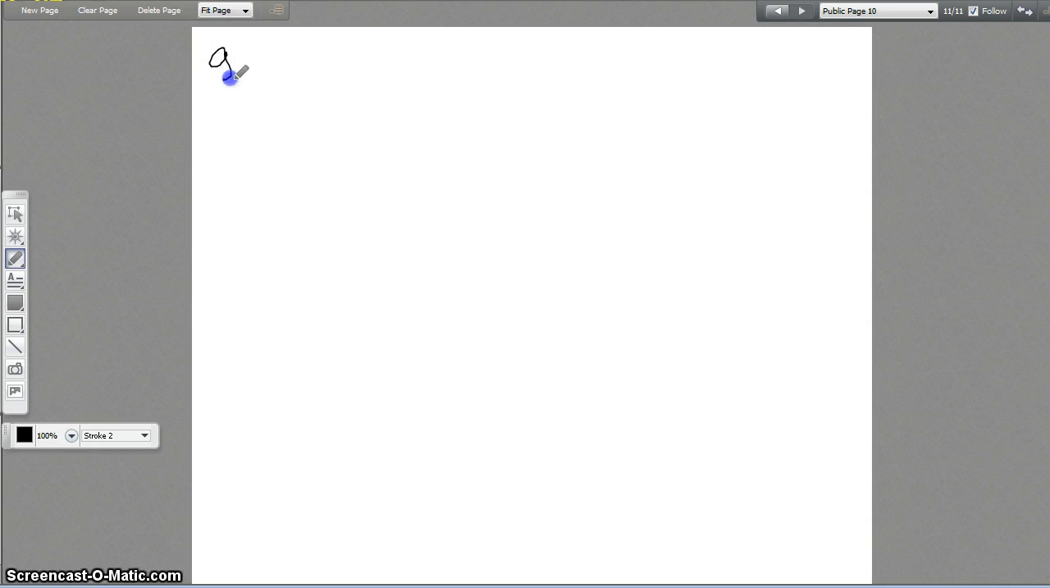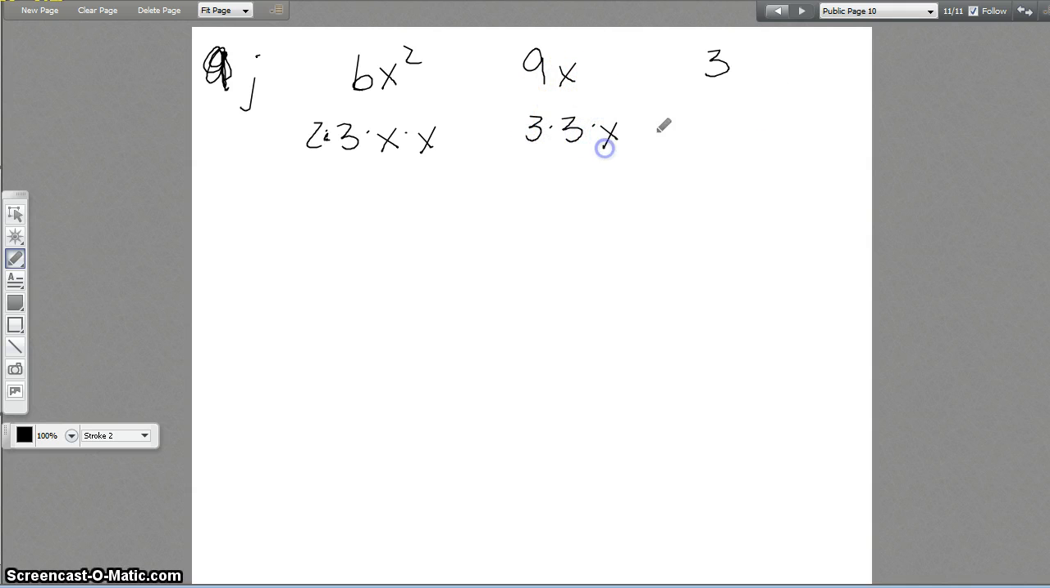Let's look at number 9J. Whoops, that's a 9. Number 9, part J. And that has 6x squared, 9x, and 3. Okay, so breaking down 6x squared, we have 2 times 3 times x times x. When we break down 9x, we get 3 times 3 times x. When we break down 3, all we have is 3. So the only thing that's in common on all three lists is the number 3. So our greatest common factor for these three numbers is 3.